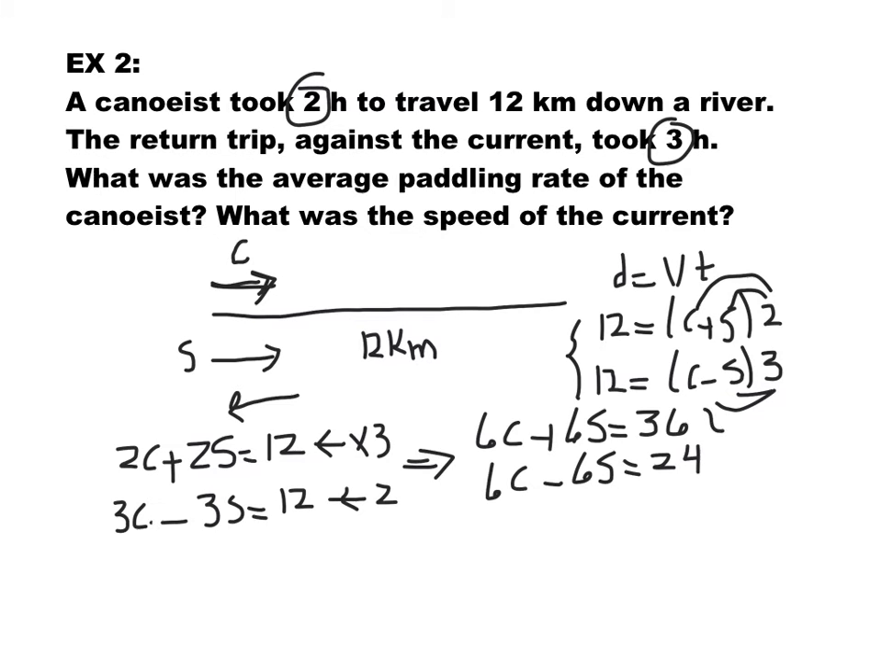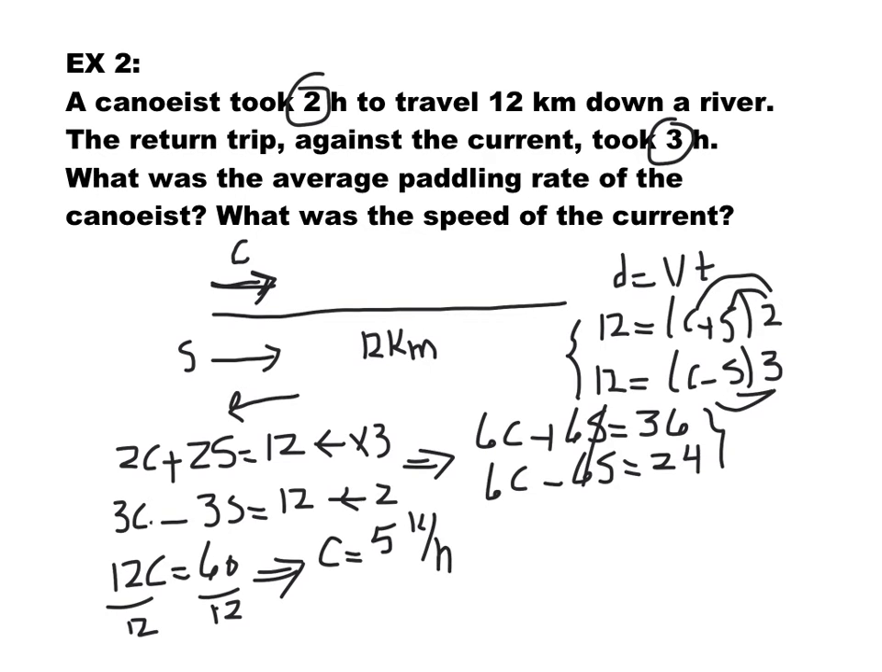Now if you look at these two equations, if I add them together, s is going to be cancelled. So 6c plus 6c is 12c, which is going to be equal to 60, because 36 plus 24 is 60. Now I divide by 12. I get c is equal to 5. So this means that the canoeist is going 5 kilometers per hour.